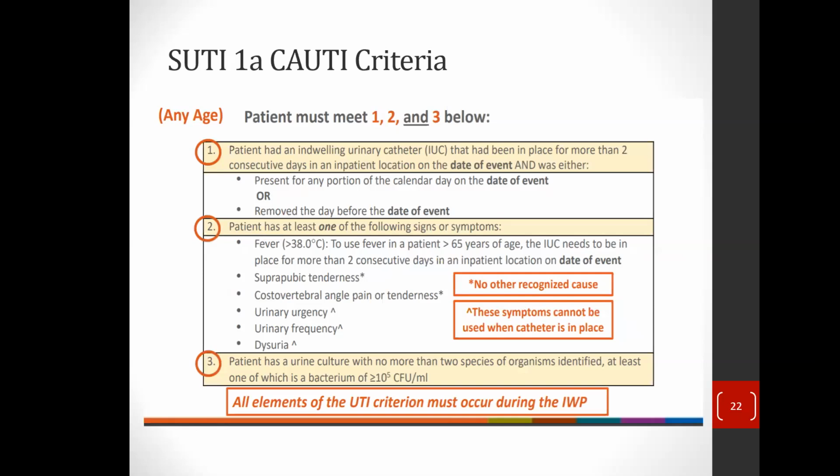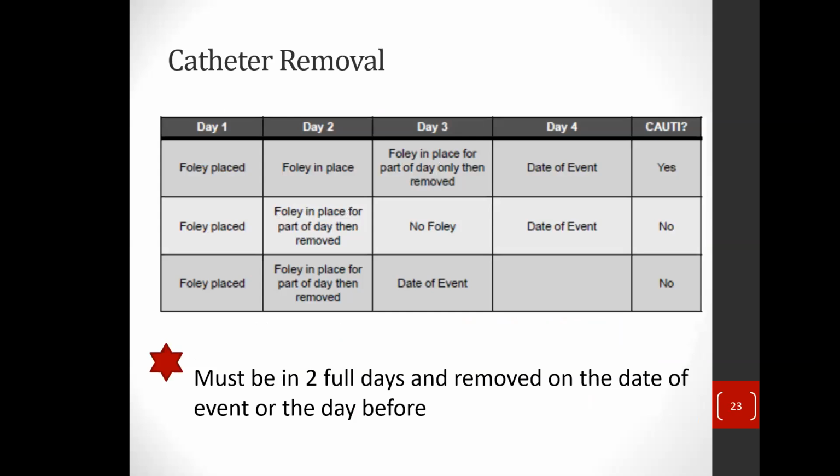Patient had an indwelling catheter that had been in place for more than 2 consecutive days in an inpatient location on the date of event, and was either present for any portion of the calendar day on the date of event or removed the day before the date of event. Okay, so let's look at that a little bit closer. When we're talking about a catheter being removed, how do we know if it had been long enough? Remember, it has to be in 2 full days and removed on the date of event or the day before.